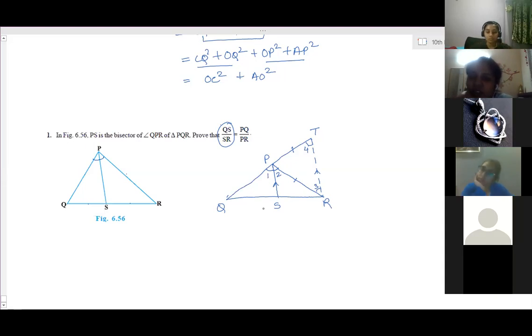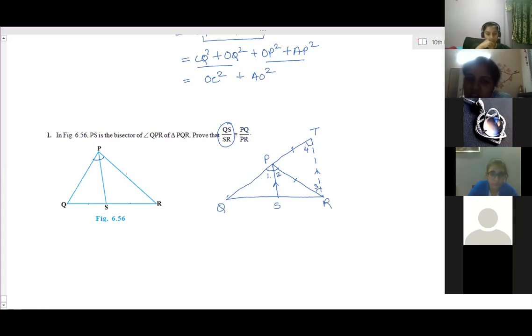Angle 1 and 2 are equal. It's given that PS is a bisector of angle P. So angle 1 and angle 2 are equal. 1 is equal to 4 and 2 is equal to 3. So 3 and 4 are equal. If base angles are equal, then opposite sides will be equal. So therefore PT is equal to PR.